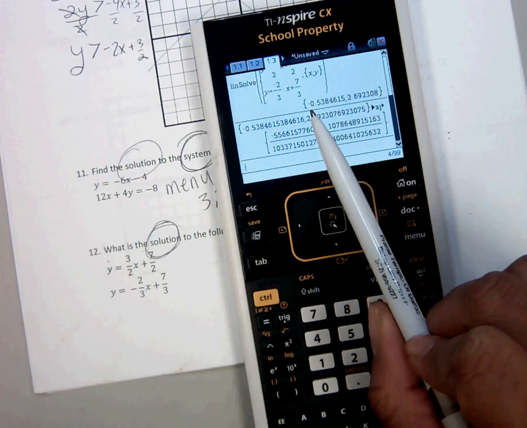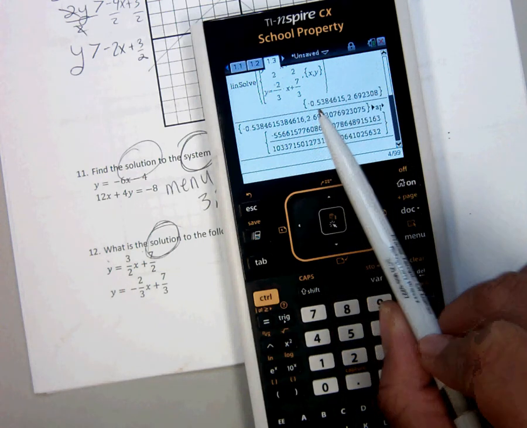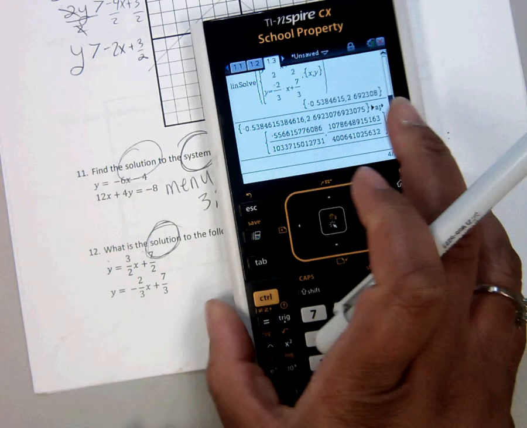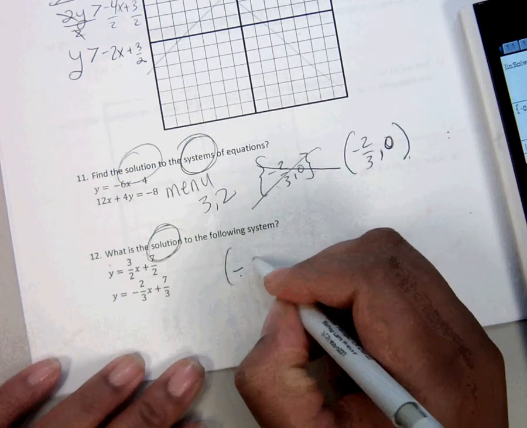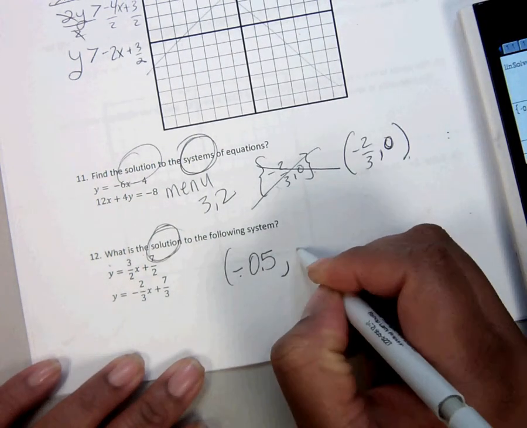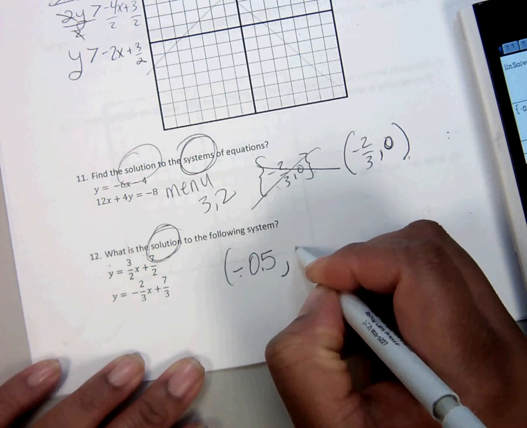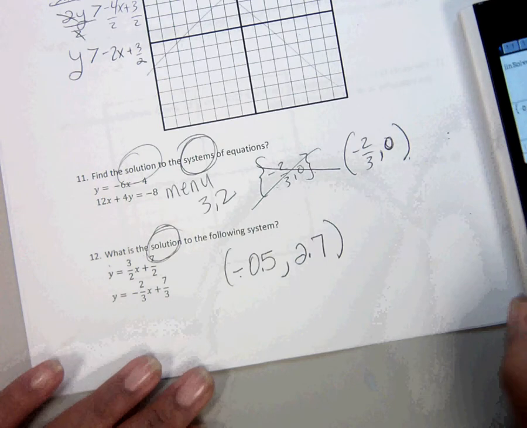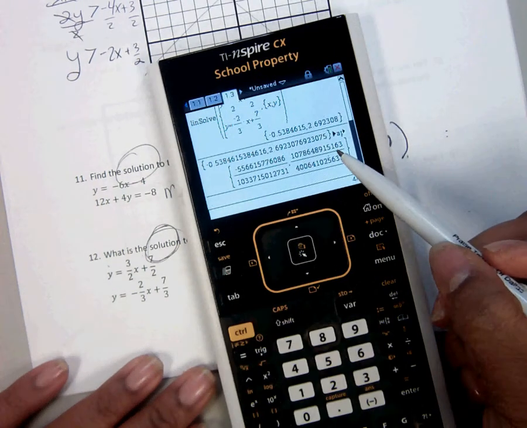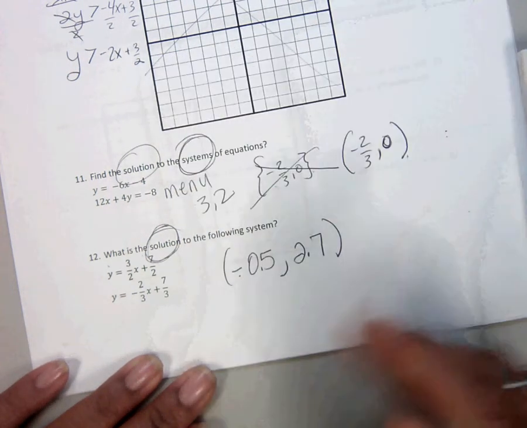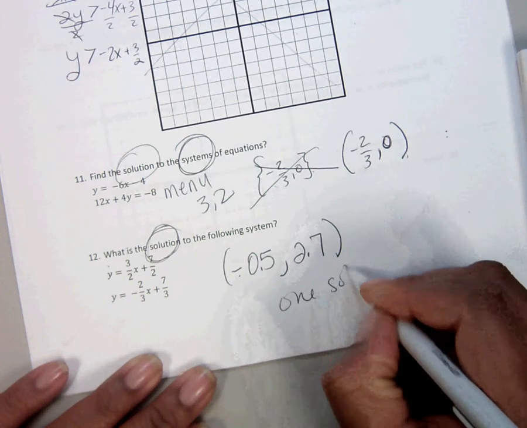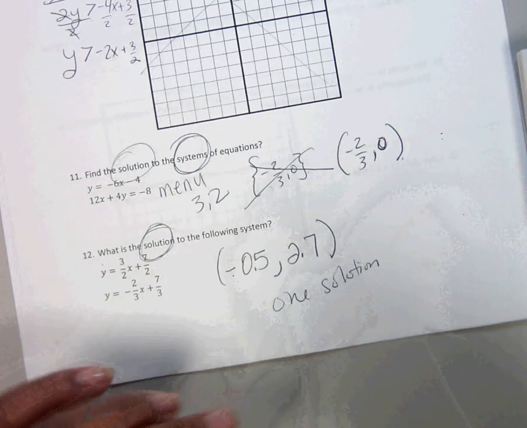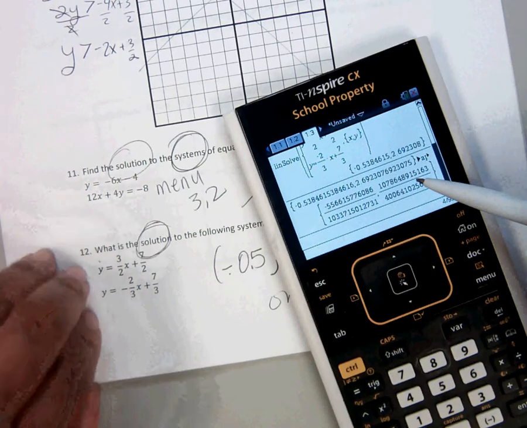But the point it gives us is negative 0.5, comma 2.7. Negative 0.5, comma 2.7. And that's the solution all day. It's ugly. Even when you try to make it a fraction, it's just ugly. But it has one solution. If it didn't have a solution, it would say no solution.